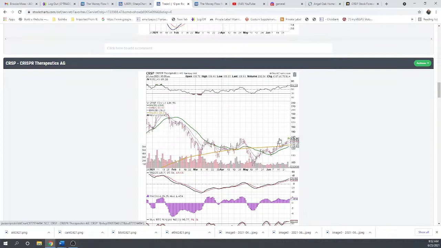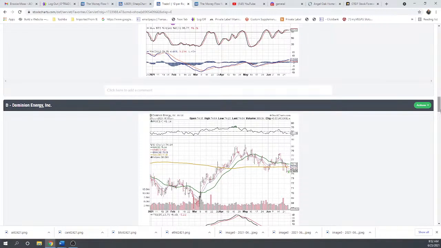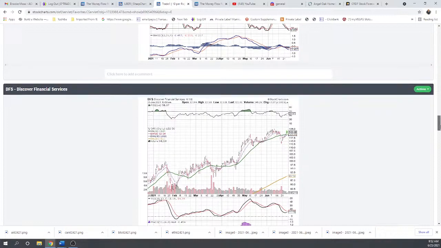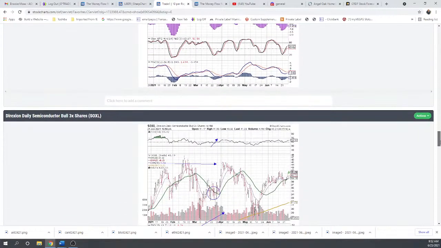Crisp took profits, hit the first target, up a little bit. Had it here, had it on the breakout, go off. Just let it run. Already looked at utilities. Discover, I just let the stock go. I got 50 shares. It just keeps going up.